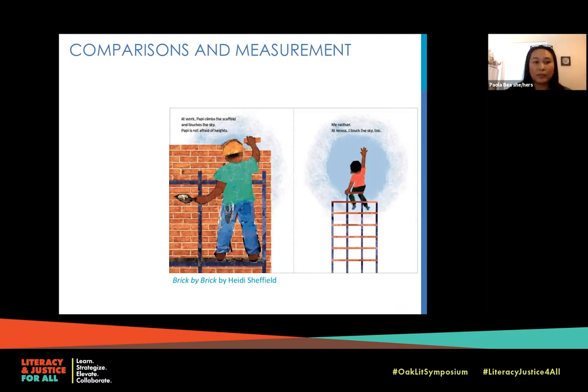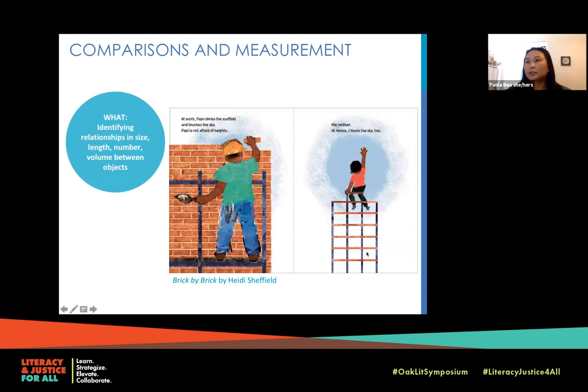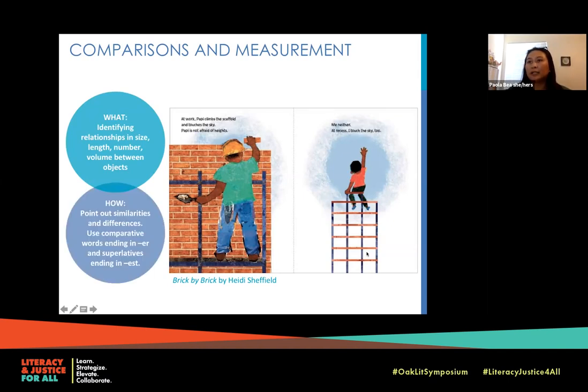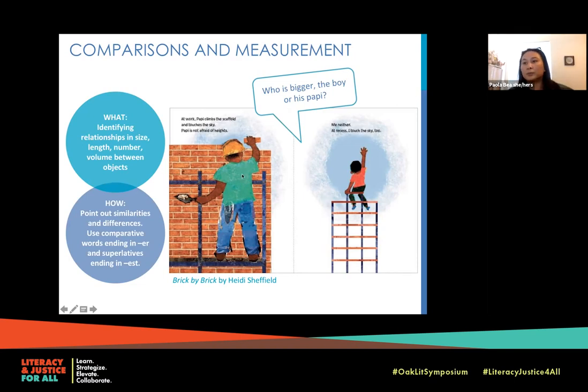So the last one that we have for math concepts is comparison and measurement. Here, we're gonna identify relationships in size and length and number, volume between two objects, right? And we can help by pointing out similarities and differences. Use comparative words ending in ER and superlatives ending in EST. Like maybe you remember what Des shared in the owl, the sizes of the owl, right?